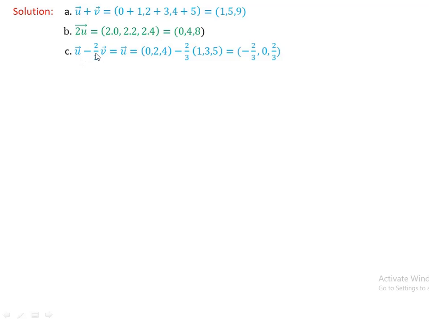c) Vector u minus 2 over 3 vector v. Here we have u as 0, 2, 4 and v as 1, 3, 5. Then u minus 2 over 3 v is equal to 0, 2, 4 minus 2 over 3 times the vector 1, 3, 5. Subtracting gives minus 2 over 3, 0, 2 over 3.